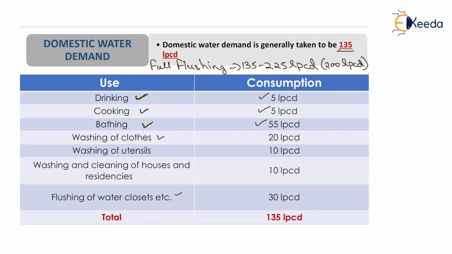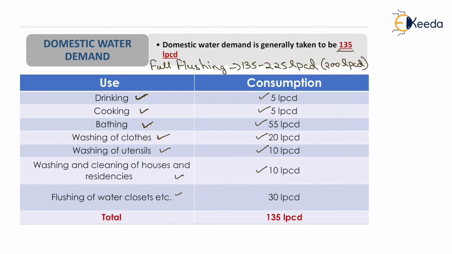Next will be the washing of clothes. Now the amount of water required for washing of clothes will be 20 liter per capita per day. For washing of utensils, 10 liter per capita per day. For washing and cleaning of houses and residences, the consumption will be 10 liter per capita per day.